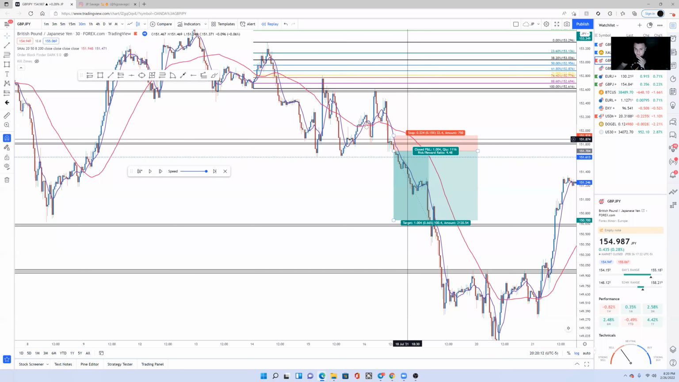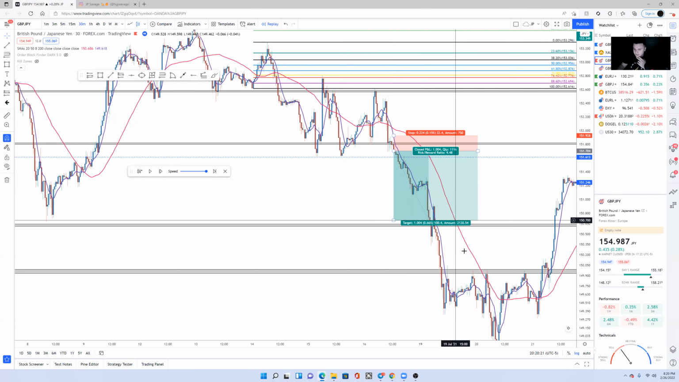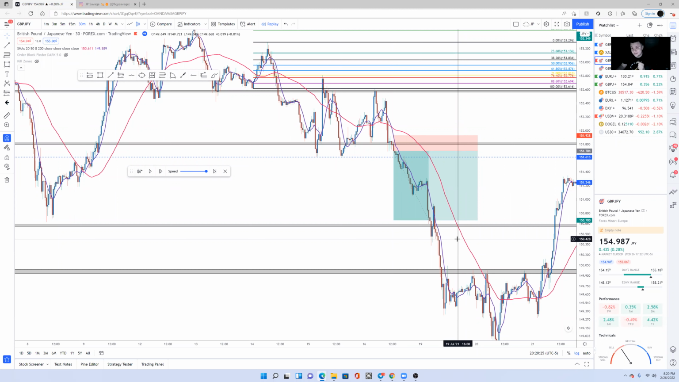Not like this one. You see how this one, the 50 SMA just stayed moving in a straight line. Not like how this one, wham, it started dropping. It's going to tell you, hey, there's a potential big move coming.